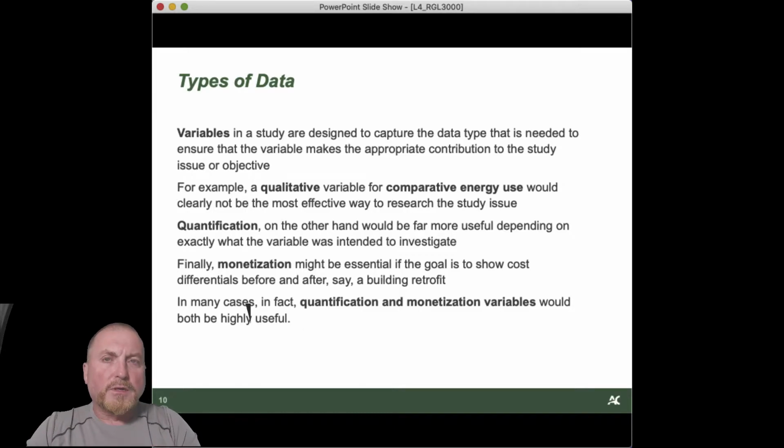So variables in a study are designed to capture the data type that is needed to ensure that a variable makes the appropriate contribution to the study issue or objective. For example, there's no use talking about how many people were exposed to adverse effects from a pharmaceutical drug and saying in your research paper, well, there were a lot of them. Well, what is that? What is a lot?